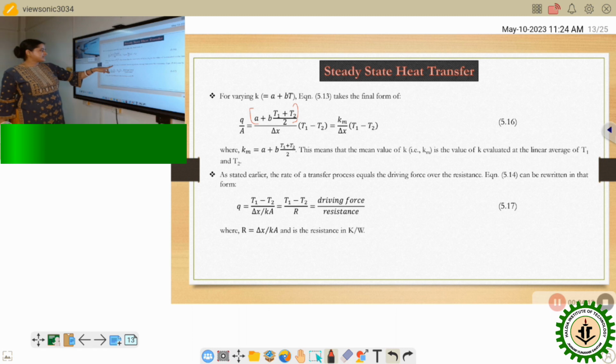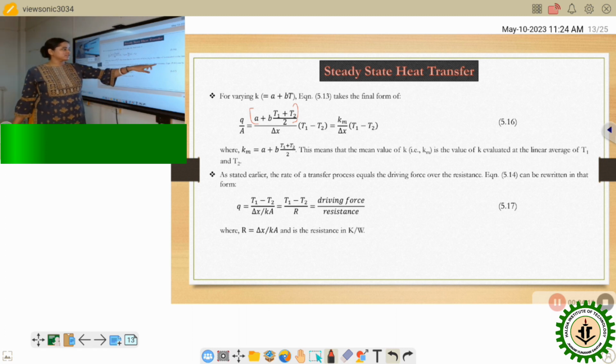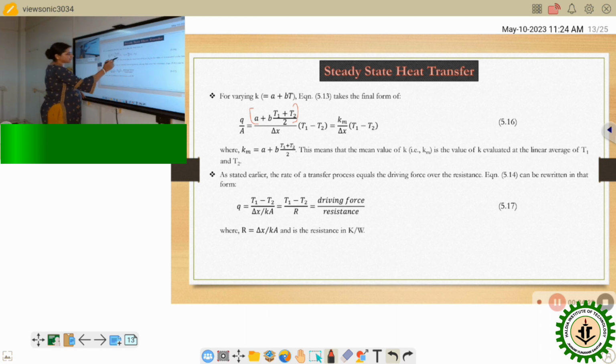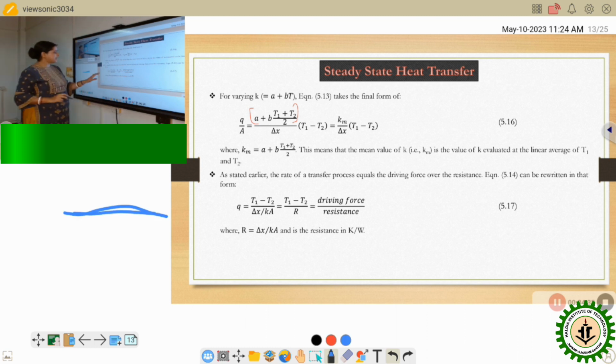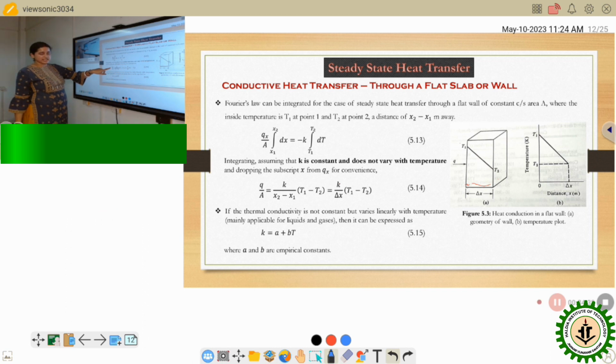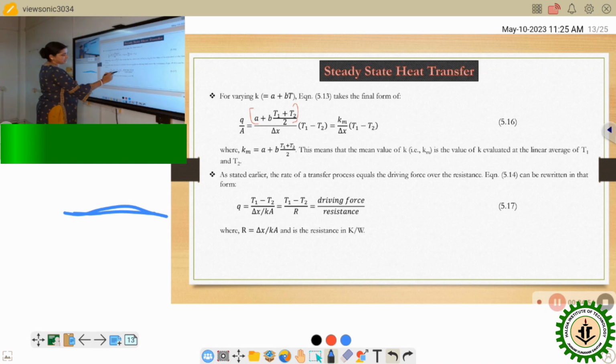Now, as stated earlier, the rate of a heat transfer process equals the driving force over resistance. So this T1 minus T2, the temperature difference, is my driving force, and if I bring k to the denominator, it becomes T1 minus T2 divided by delta x by kA. So why kA? Here Q by A was the heat flux, so I bring this A to the right hand side, so it becomes kA by delta x. Bringing it down, it is delta x by kA. This delta x by kA is my overall resistance for a single wall, so driving force by resistance. This delta x by kA is the resistance in Kelvin per watt.